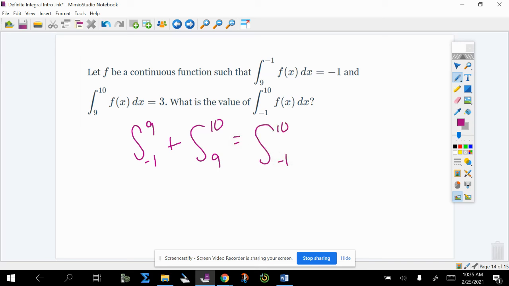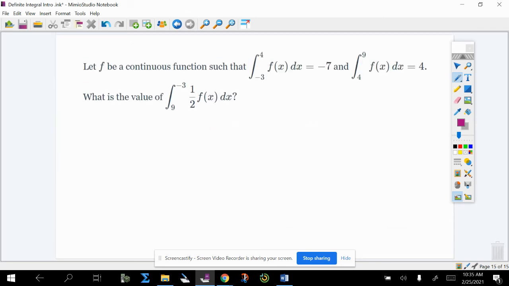I always go in numeric order and then adjust if I need to. And I also don't take the time to write f of x dx every time. So from negative 1 to 9 is going to be the opposite of this one, which is 9 to negative 1. So it's going to be positive 1. From 9 to 10 is 3. And that tells me that the whole thing, and that's actually what I'm asking, this one's a little easier, from negative 1 to 10 must be 4. And that's what you're going to type in. If you can turn it into an equation, part plus part equals whole, and then start building, it makes it so much easier. Here's the last one.